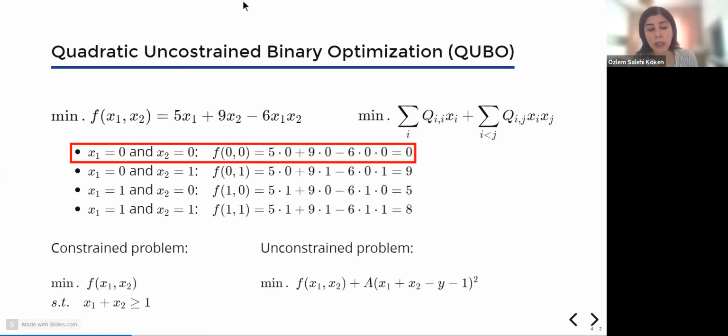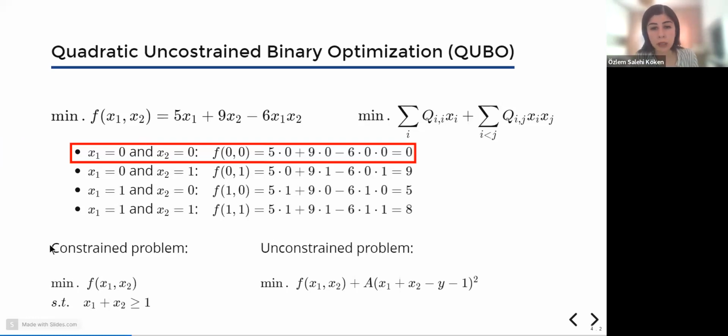But often for combinatorial optimization problems, you have some constraints. So how does a constrained problem look? You should minimize a function subject to some constraint like X1 plus X2 should be greater than or equal to 1. In such a case, the optimal solution will change because this is not a valid solution anymore. It is not satisfying the constraint.